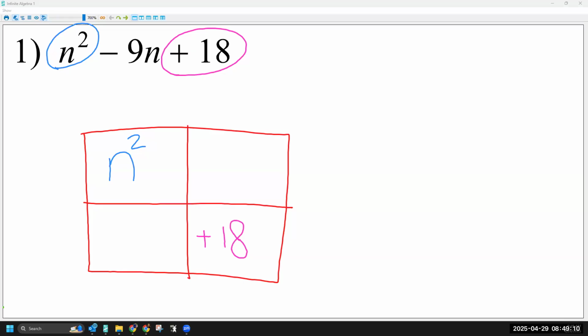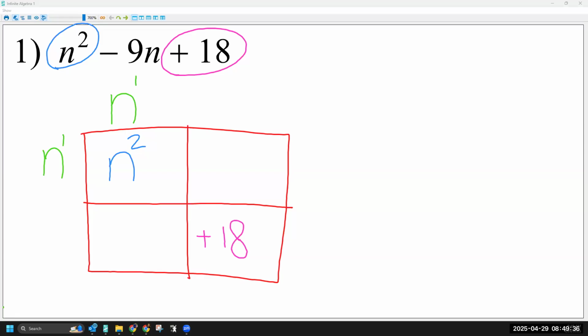First, the easiest part of this is right here where it says n squared. I'm trying to come up with things on the outside that multiply to make the things on the inside. Well, what multiplies to make n squared? n times n. I can put a little 1 on them if I want. So n to the first times n to the first.